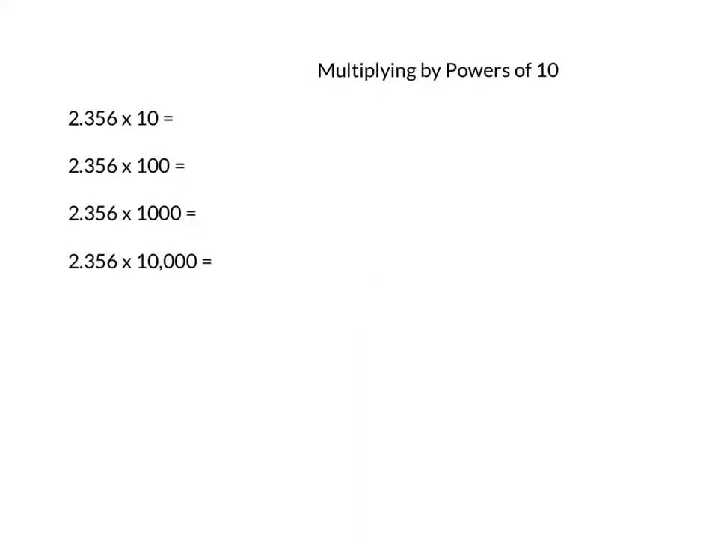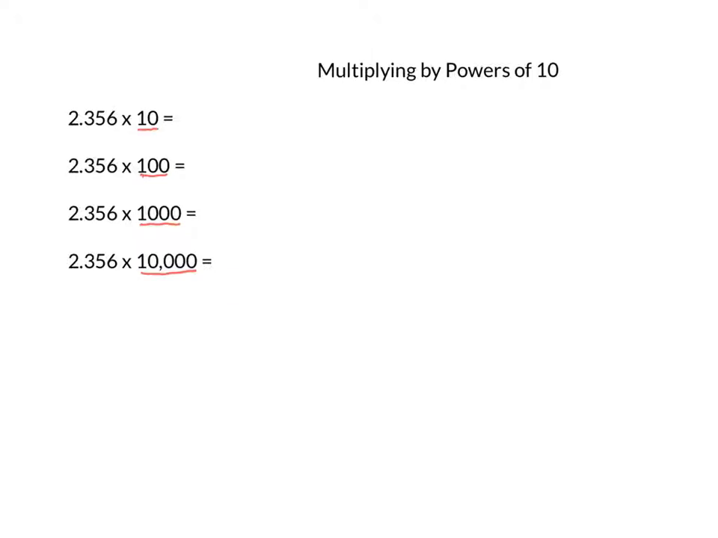There's one more idea to consider in this section, and that is multiplying by powers of 10. By multiplying by powers of 10, I mean that I'm always multiplying a number by a power of 10. You know, 10 to the first power is 10. 10 to the second power is 100. 10 to the third power is 1,000. 10 to the fourth power is 10,000. So that's what I mean by multiplying by a power of 10. Powers of 10 have the digit 1 followed by a certain number of zeros after it.